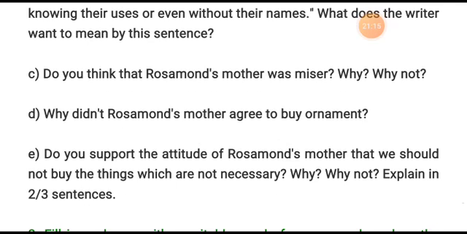D. Why didn't Rosamond's mother agree to buy ornament? E. Do you support the attitude of Rosamond's mother that we should not buy the things which are not necessary? Why not? Explain in 2-3 sentences.